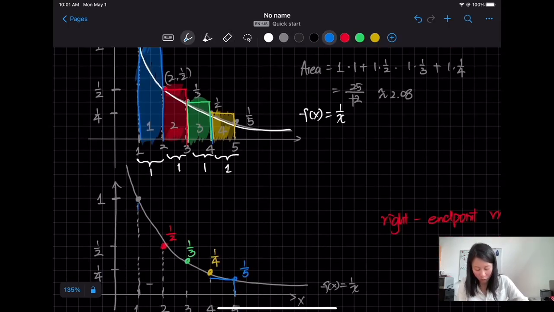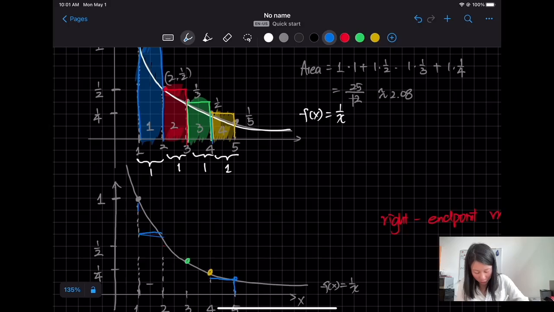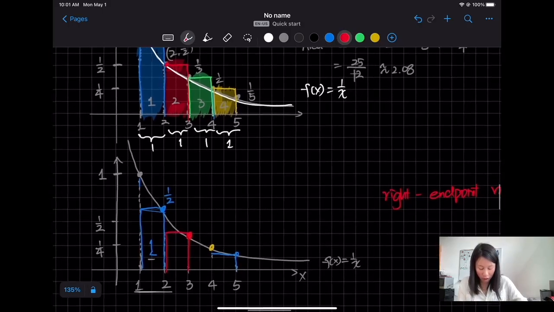So for the first one, we know that each of these points, for the first block, it will be in here, which is the right endpoint is 1/2. For the second one, the second block is this one, and the right endpoint in here is when x equals 3, y equals 1/3.